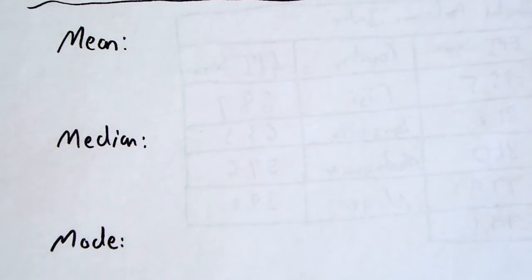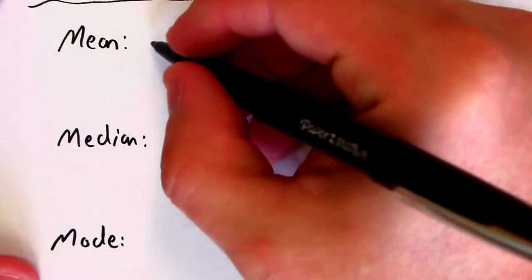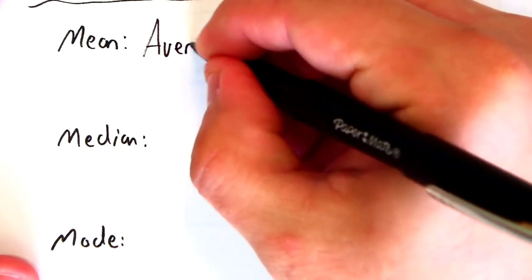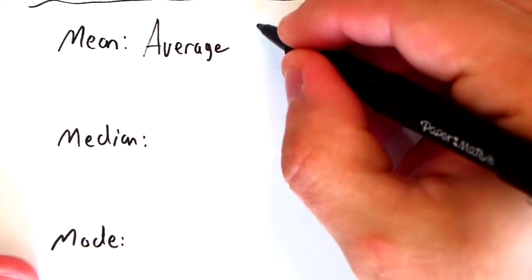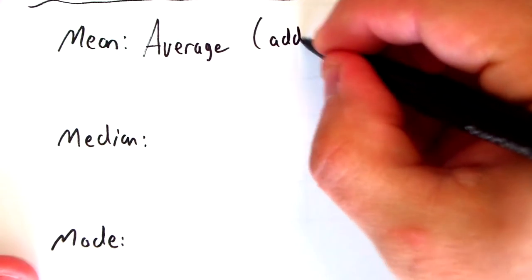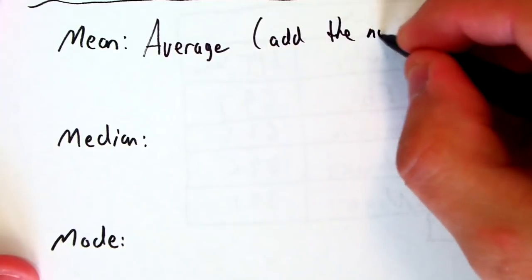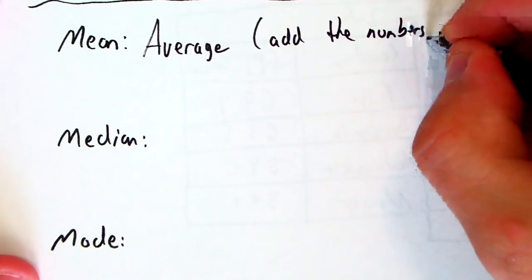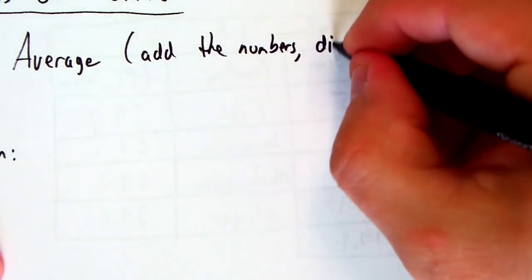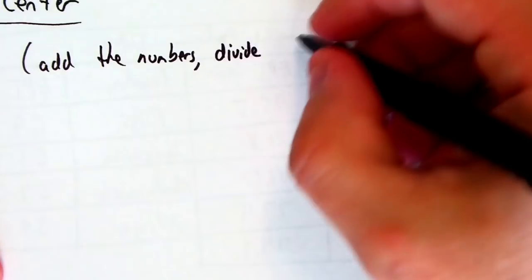So first thing we want to talk about is the mean. The mean is the average. So you add the numbers and then divide by how many there are.